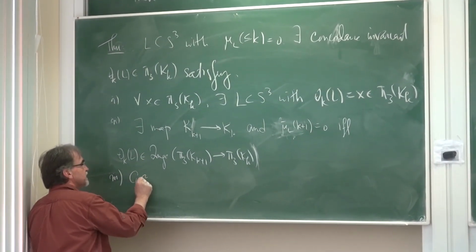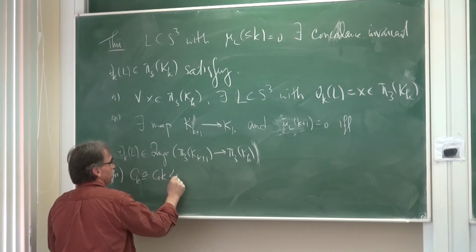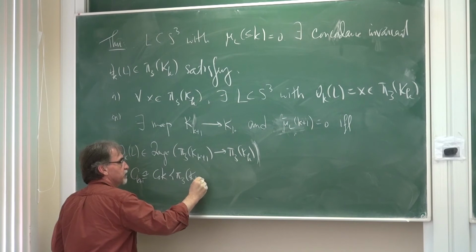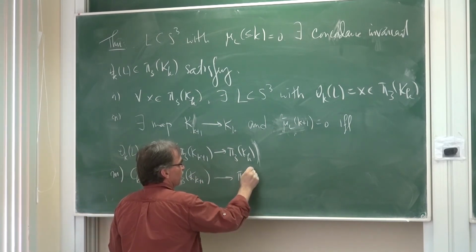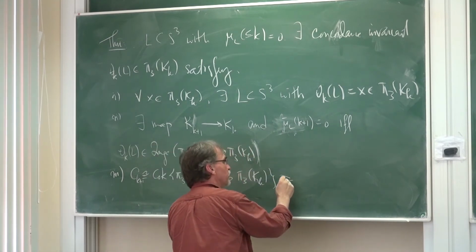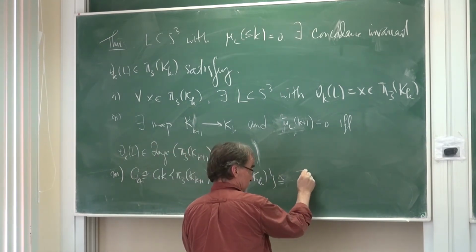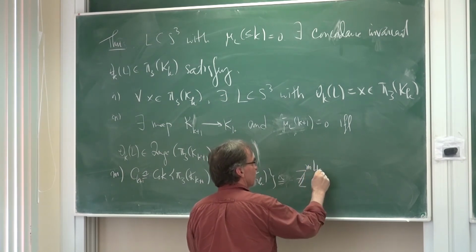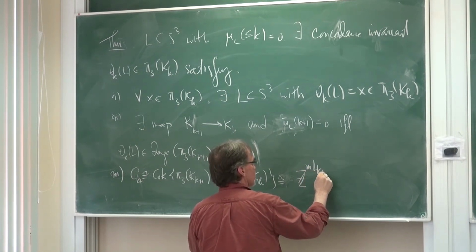The group CK is isomorphic to the co-kernel. CK plus 1 is isomorphic to the co-kernel of pi 3 of kk plus 1 into pi 3 of kk. That's known. Well, it's not known, but you can compute that. That's Z to the number of components, I'll call it L, I guess I want k plus 1.